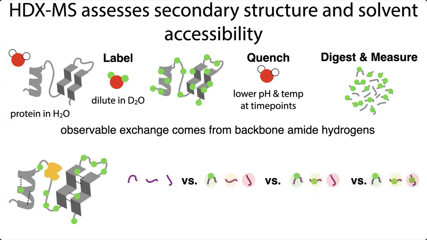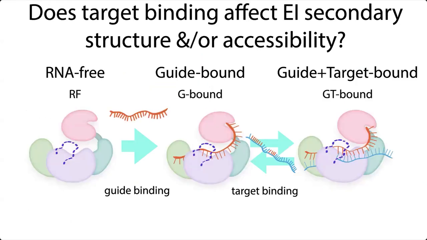We can compare the exchange in different portions of the protein and see how those might change under different conditions, such as in the presence of a guide or in the presence of a guide and target in the case of argonaute. So you can imagine setting this experiment up in multiple different ways, depending on what you want to test. So let's go ahead and look at what some of this data actually looked like.